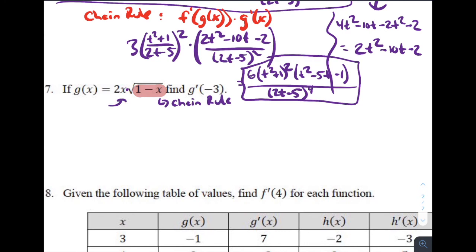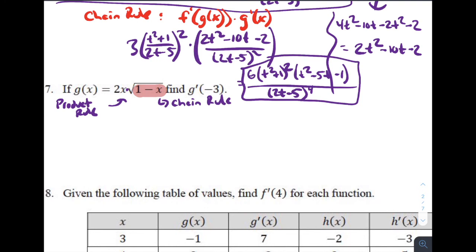But I also see that this is 2x times the square root of 1 minus x. Those are two different functions, which is telling me that I'm going to actually need the product rule here for this one as well. We said earlier that we can do the chain rule with these other ones, so this is a good example that has both the product rule and the chain rule. Now I'm going to set up first with the product rule because overall it's a function times a function.